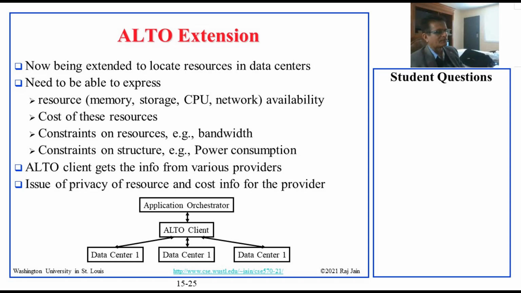there is an orchestrator on the top, as shown in the picture here. There is an Alto client which asks where to get the information, and then it can serve many data centers. It should be data center 1, data center 2, data center 3. Okay, and so that is Alto.